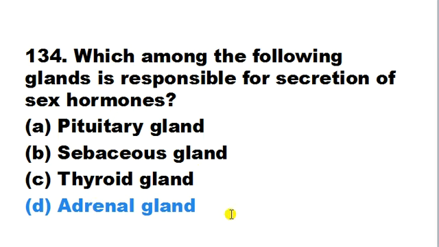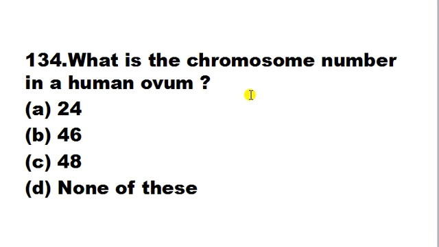What is the chromosome number in a human ovum? 24, 46, 48, none of these. Here, the total number of chromosomes in a human is 46. But they are asking about the ovum. So what is a human ovum? It is a haploid cell that contains half the total number of chromosomes. Half the amount of chromosomes is found in ovum cells or sperm cells because they are haploid cells. So here correct answer would be D.